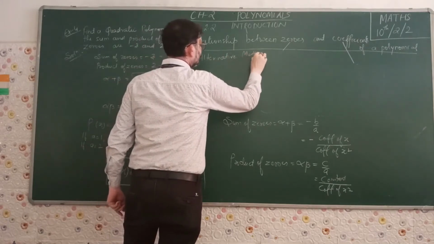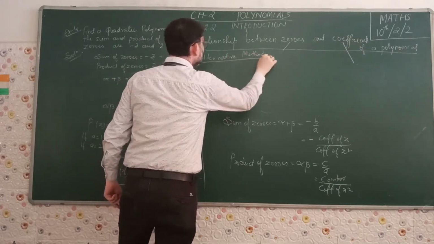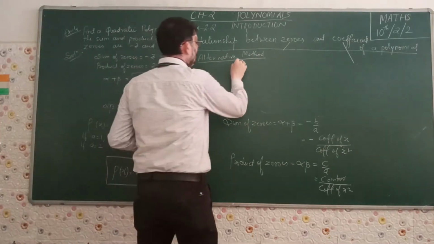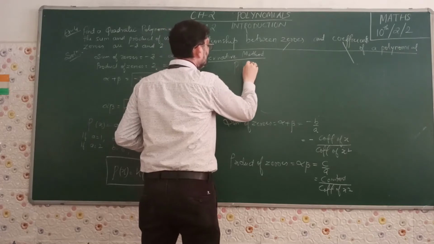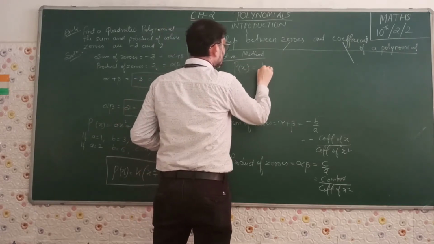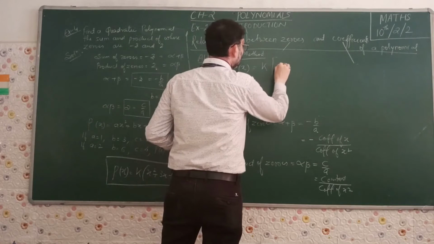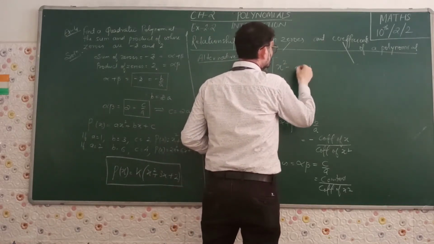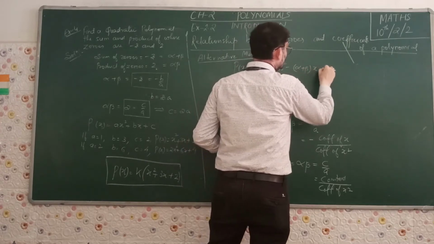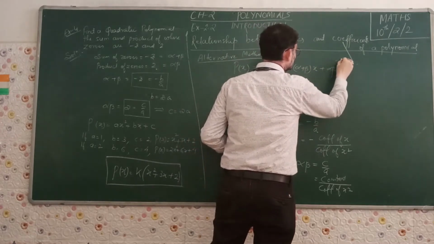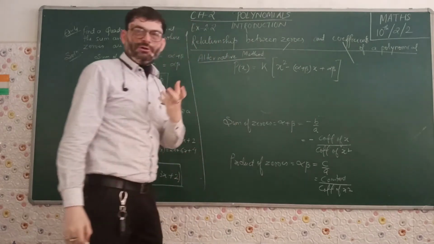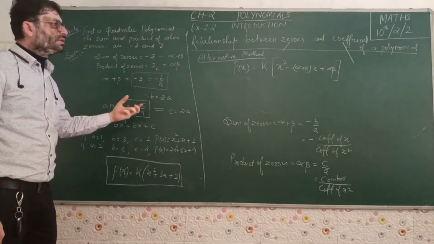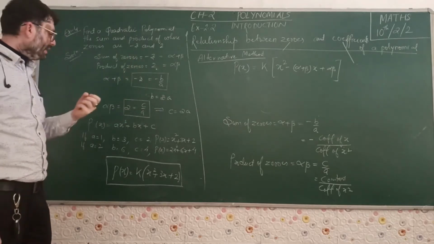Alternative method. In the alternative method, we have been given directly the formula, and the formula for the required polynomial is p of x is equal to k times x squared minus sum of zeros times x plus product of zeros. This is the general formula for finding the quadratic polynomial when sum of zeros and product of zeros are given to us.